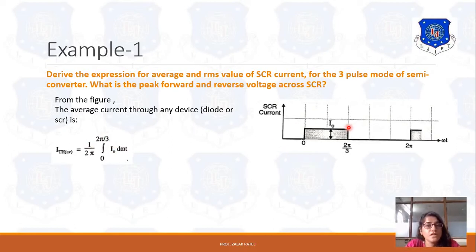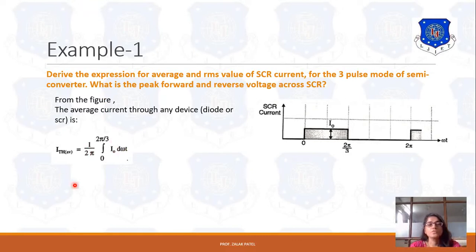So with a 120 degree phase difference, you have to consider that at a time one SCR with a different diode is conducting. If the question asks you to write the conclusion on which diode or SCR is conducting, you have to write that SCR1 and diode 2, or maybe SCR1 with diode 3, will operate, but SCR1 with diode 1 will not, because the phase difference of 120 degrees is introduced. That's why we have 1 upon 2 pi, integration from 0 to 2 pi by 3, I0 d omega t.